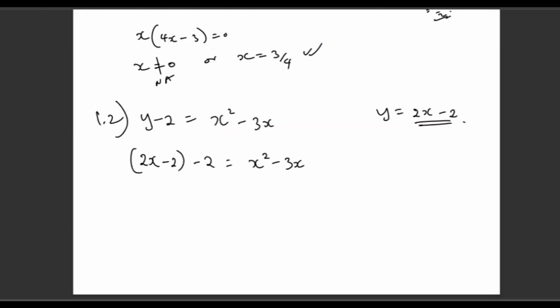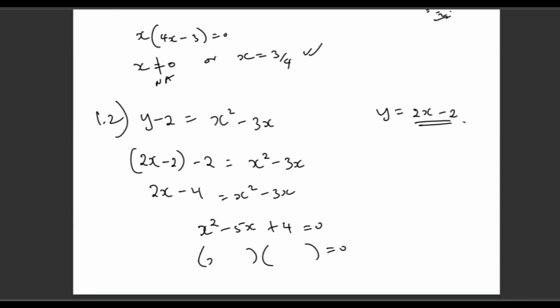Okay, it's fine. We open that up, it's just going to be 2x minus 4 is equal to x squared minus 3x. Let me transpose everything to the right. I'll have x squared minus 5x plus 4 is equal to 0. The factors of this will be (x minus 4)(x minus 1). So which means my x is a 4, or my x is a +1.